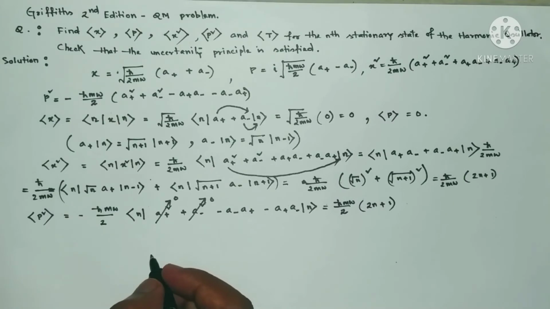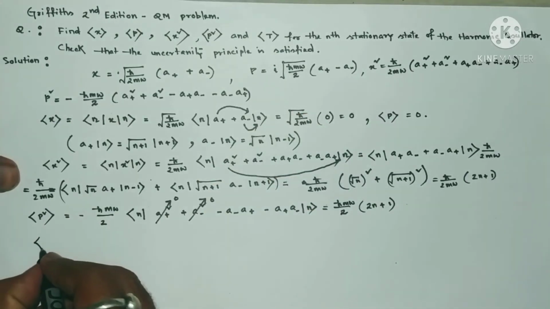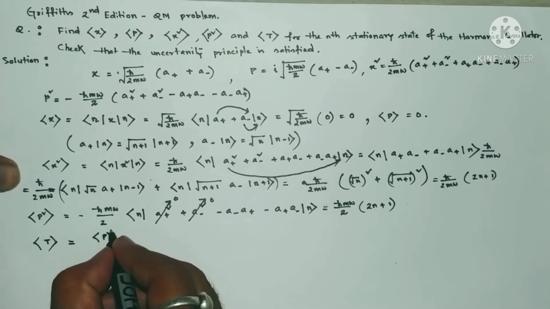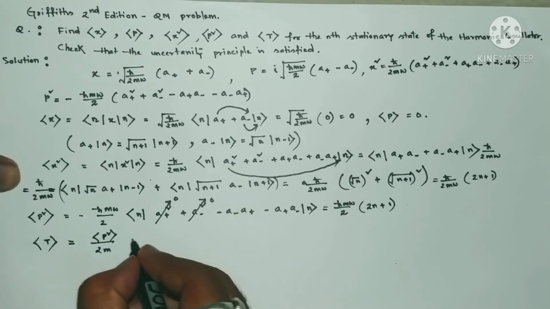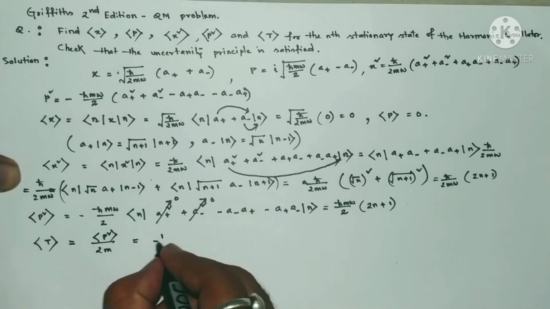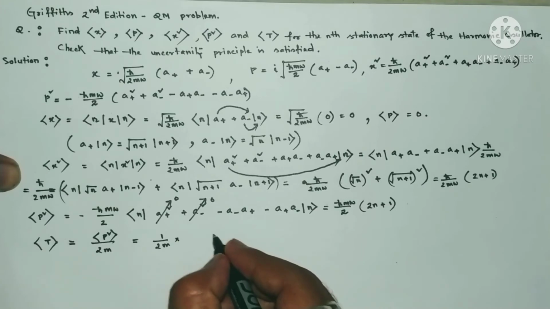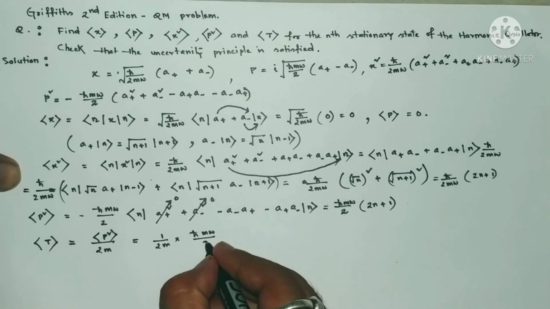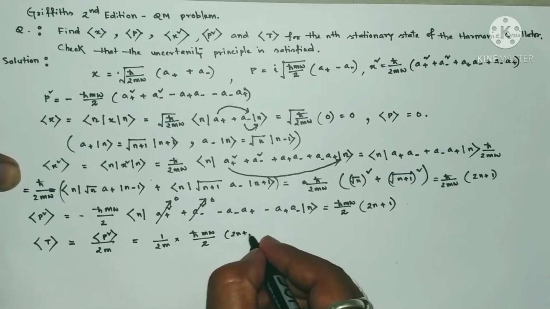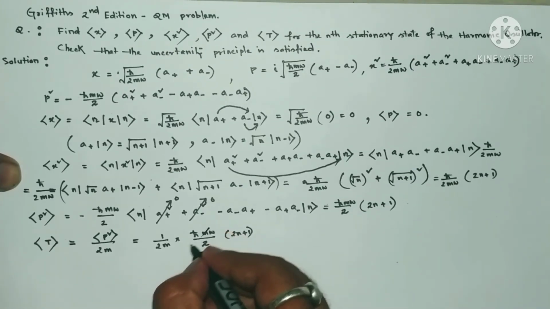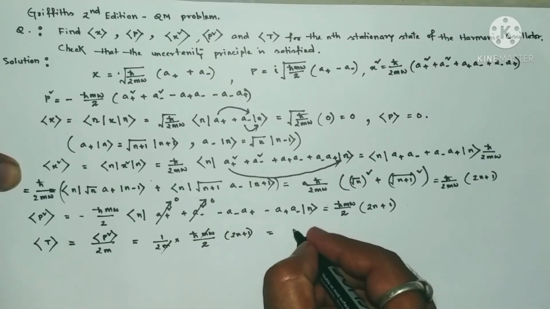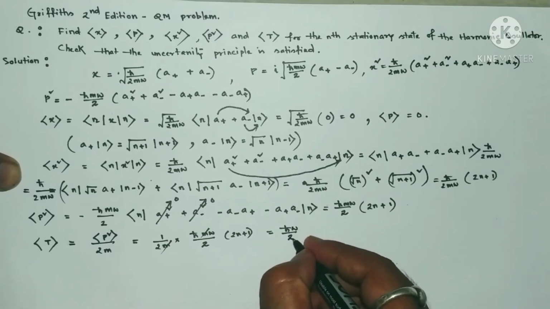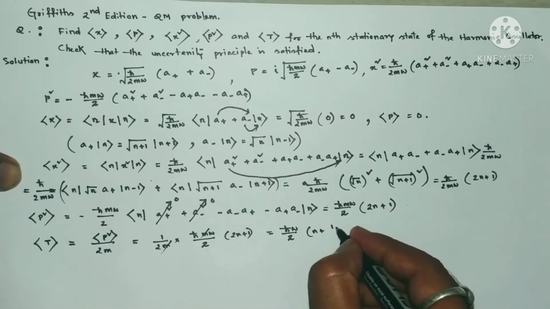Now we are left with the expectation value of T. The expectation value of T is given by the expectation value of p square by 2m. So this is 1 by 2m multiplied by the expectation of p square, that is h cross m omega by 2 times (2n plus 1). The m will cancel, and we will be left with h cross omega by 2 times (n plus half).